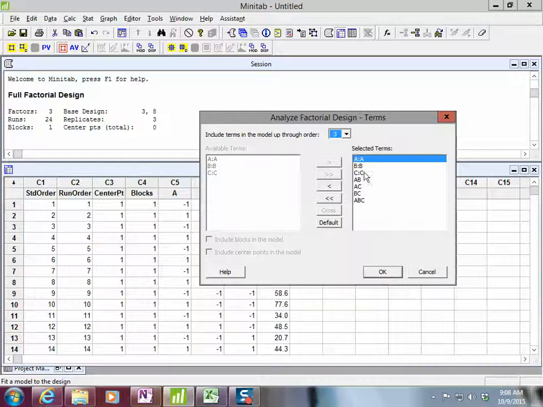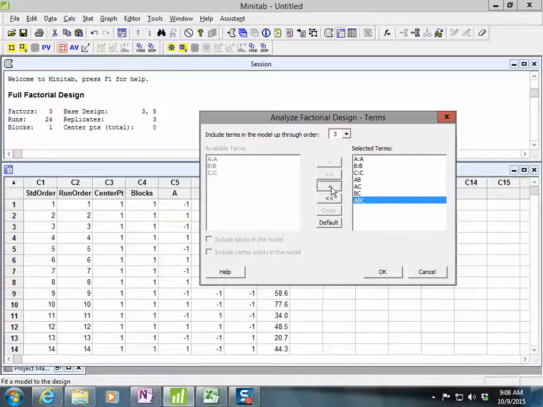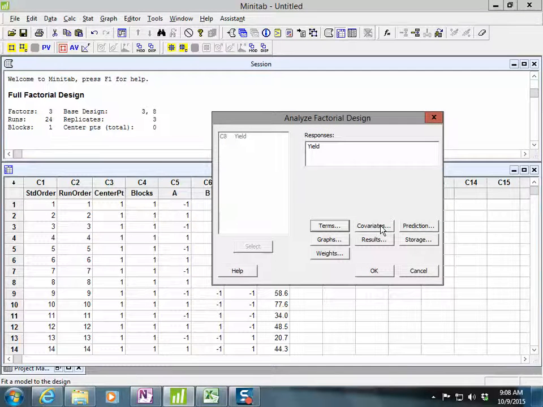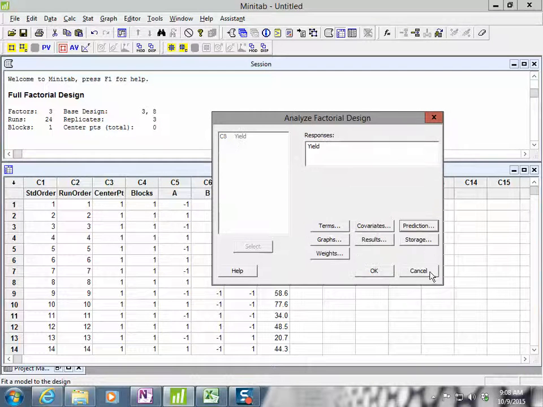The terms. What terms do we want in our model? We want the 3 main effects, the 2-way interactions, and the 3-way interactions. So that's good. That's what we want. Sometimes you might not want all these, and you can move them over, but I want them all in there. Covariates, we haven't done anything, and we won't do anything with that. Prediction is if you want to predict an optimum value and get a confidence interval there, we'll do that later, so not in this set.